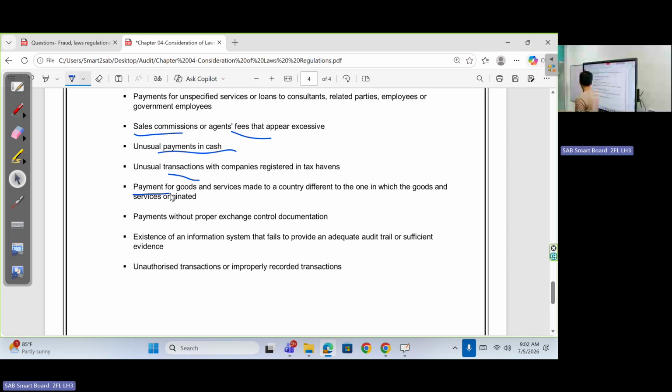Payments without exchange control documentation. That's how I explain these tax clearance things. Okay, unauthorized transactions, improperly recorded transactions. So finance manager approval, finance control approval.